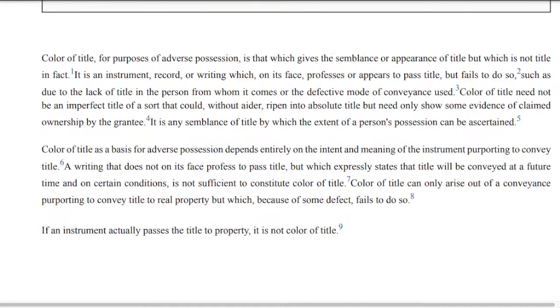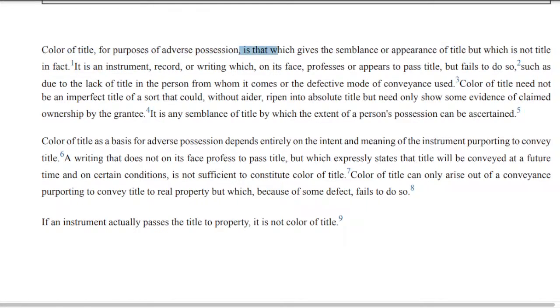Generally, color of title for purposes of adverse possession is that which gives the semblance or appearance of title, but which is not title in fact. It is an instrument, a record, or writing which, on its face, professes or appears to pass title, but fails to do so, such as due to the lack of title in the person from whom it comes, or the defective mode of conveyance used. Color of title need not be an imperfect title of a sort that could, without aider, ripen into absolute title, but need only show some evidence of claimed ownership by the grantee. It is any semblance of a title by which the extent of a person's possession can be ascertained.